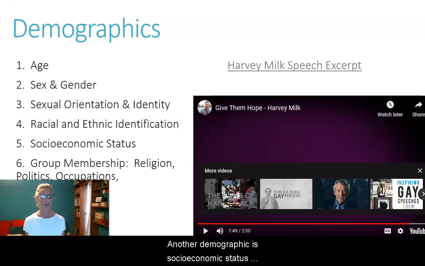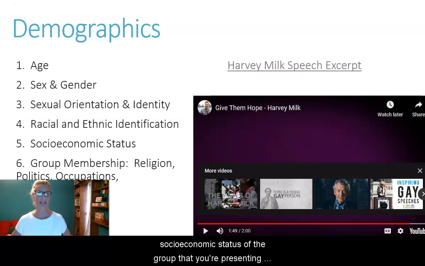Another demographic is socioeconomic status, the occupations and educational background of a given group of people. Sometimes we reduce this to just be about social class, and that's part of it, but it's also about different occupations. It's also about education. As a student of speech, it's important to understand the socioeconomic status of the group that you're presenting to, because it does play a role in how people perceive and receive the information that you're sending to them.